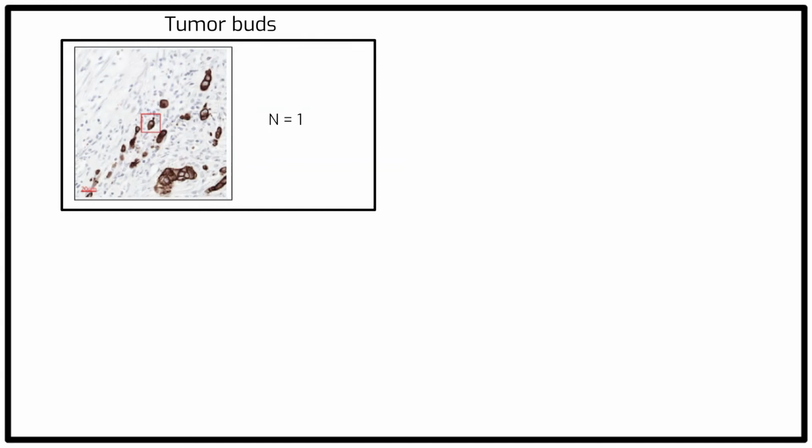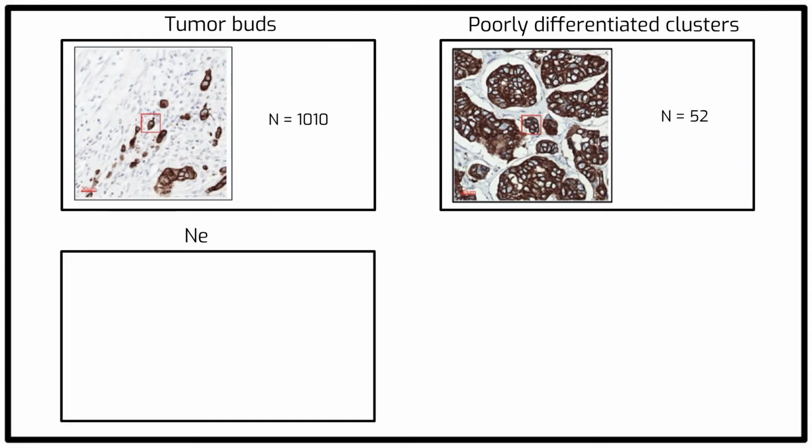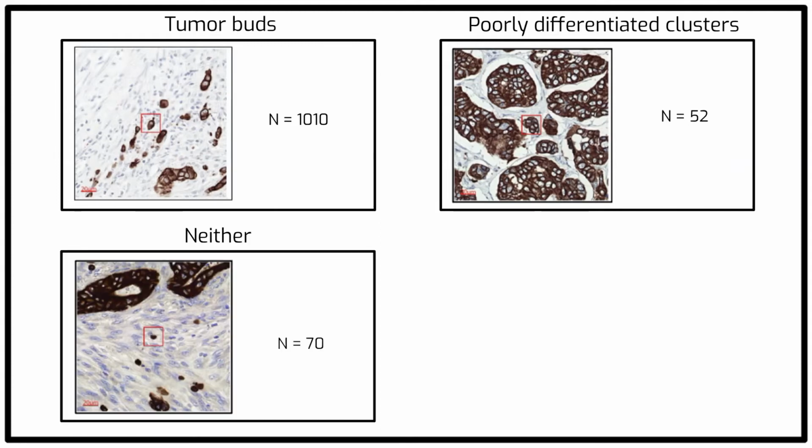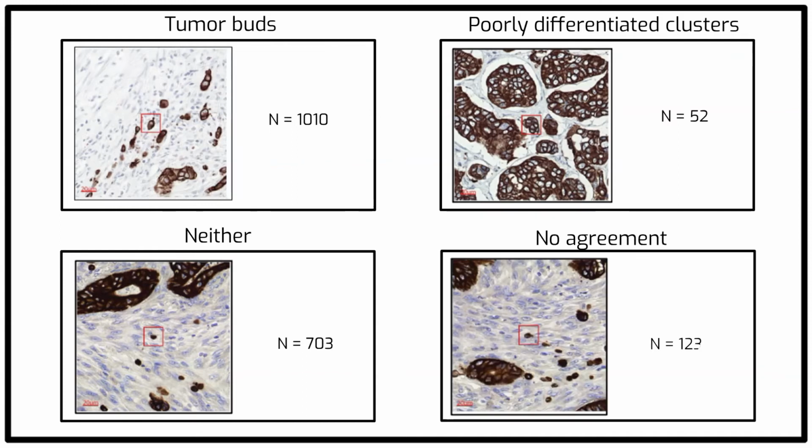We found that a total of 1,010 objects were identified as tumor bud, 52 as poorly differentiated cluster, and 703 were identified as neither tumor bud or PDC. For the remaining 1,235 objects, no agreement was reached. We found a moderate agreement between the observers.